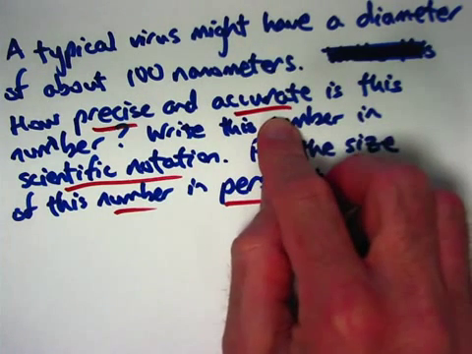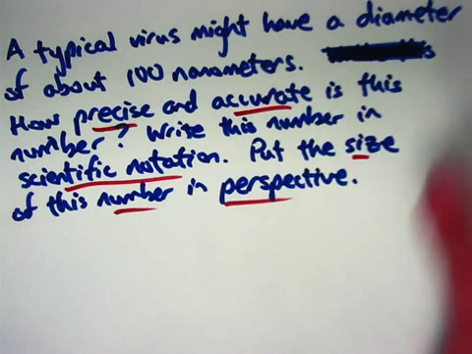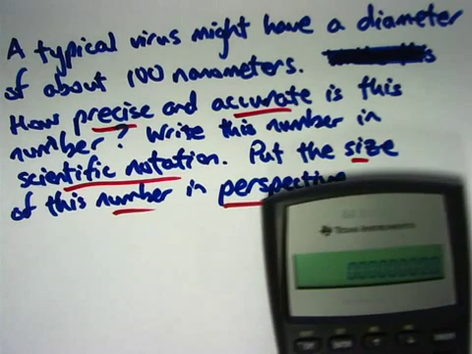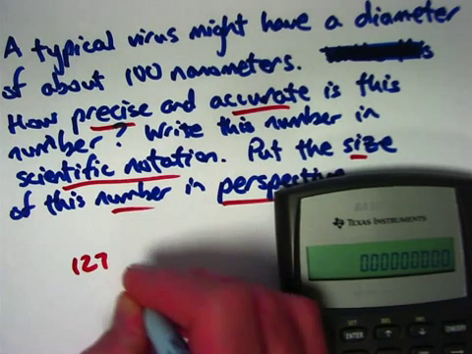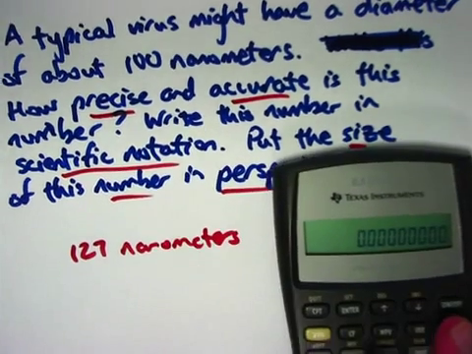How accurate is it? Once again, I don't know exactly how accurate it is, because I don't know the true value. And in reality, different viruses have different diameters, so you really can't say how accurate this is unless you have a specific virus in mind. Let's just pretend we do have a specific virus in mind, and let's imagine we know it's exactly 127 nanometers. Let's imagine that being the true value.